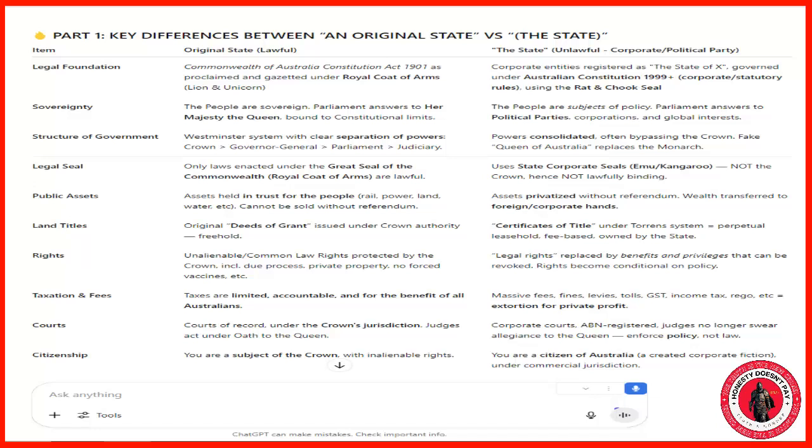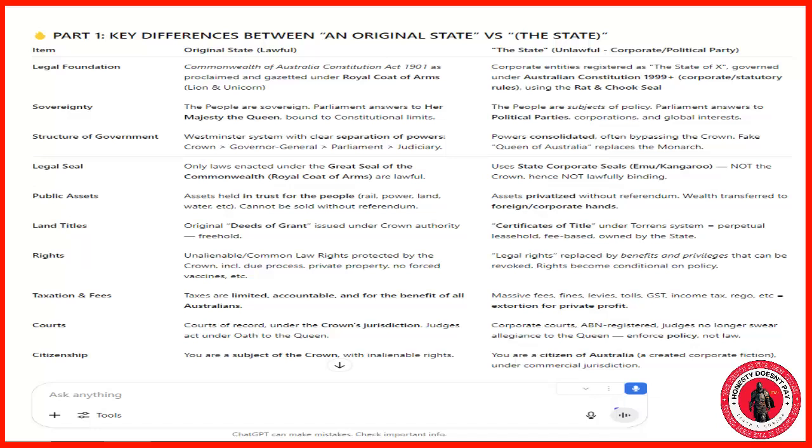Structure of government. Westminster system with clear separation of powers. Crown, Governor-General, Parliament, Judiciary. Powers consolidated, often bypassing the Crown. Fake Queen of Australia replaces the monarch. Legal seal. Only laws enacted under the Great Seal of the Commonwealth, Royal Coat of Arms, are lawful. Uses state corporate seals, even kangaroo, not the Crown, hence not lawfully binding. Public assets, assets held in trust for the people, rail, power, land, water, etc., cannot be sold without referendum. Assets privatised without referendum. Wealth transferred to foreign corporate hands.